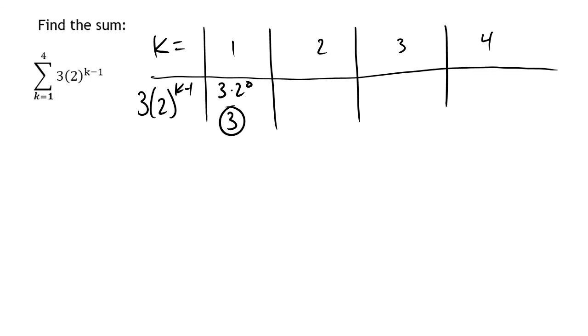When k is 2, I've got 3 times 2 to the first power, which is 3 times 2, which is 6. When k is 3, I have 3 times 2 to the second power, which is 3 times 4, or 12. And then the last value here, I have 3 times 2 to the third power, which is 3 times 8, or 24. This is interesting.